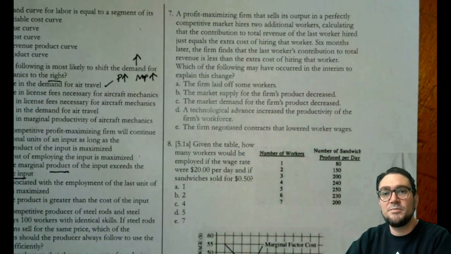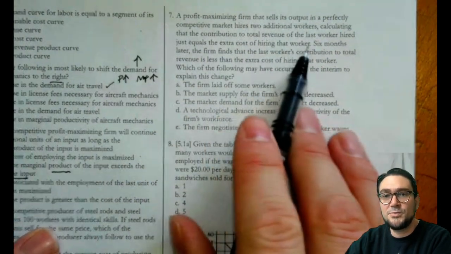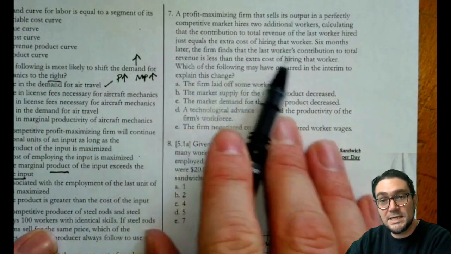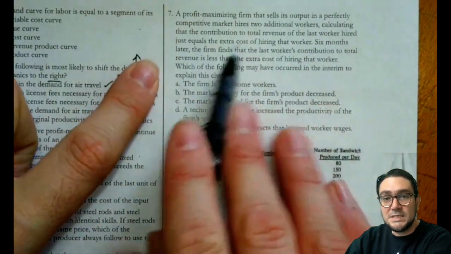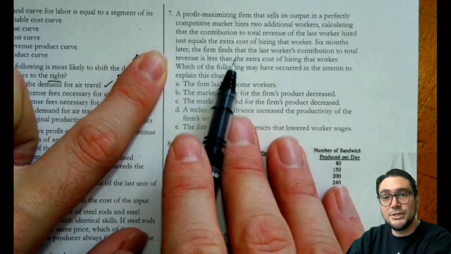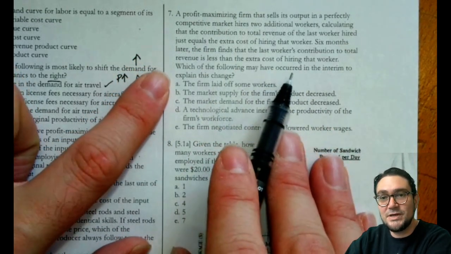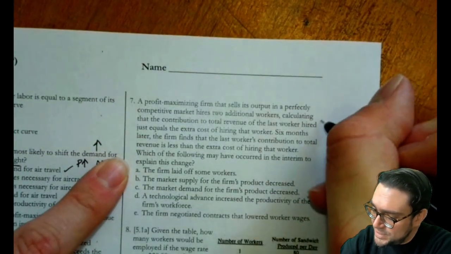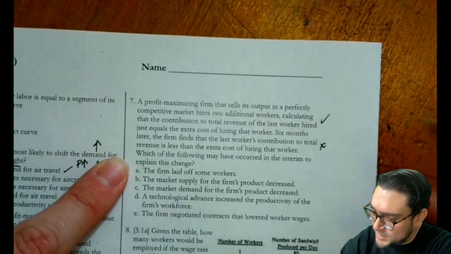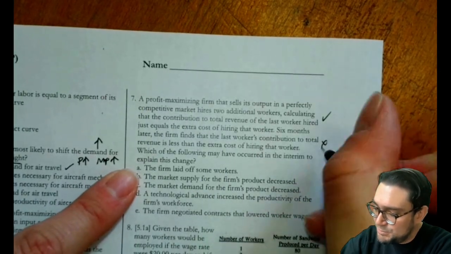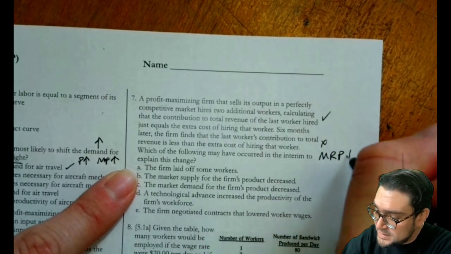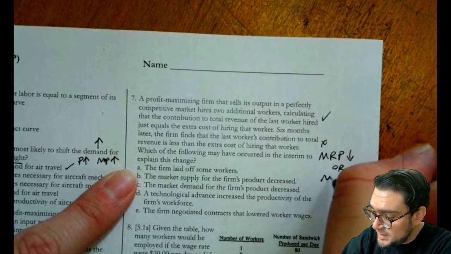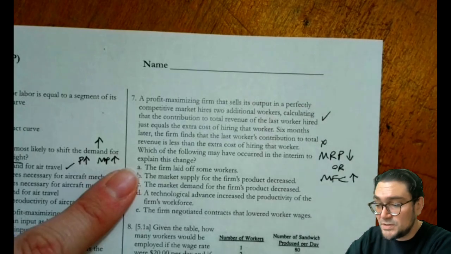in a perfectly competitive market, hires 2 additional workers, calculating the contribution to total revenue. The last worker hired just equals the extra cost of hiring a worker. 6 months later, the firm then finds that they shouldn't have hired that worker. What may have occurred to explain that? Like it initially was golden and then it wasn't golden. So why? It would be because the MRP decreased or the MFC increased. One of those two things occurred.